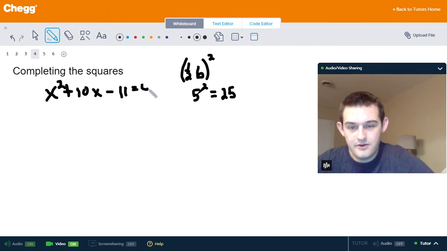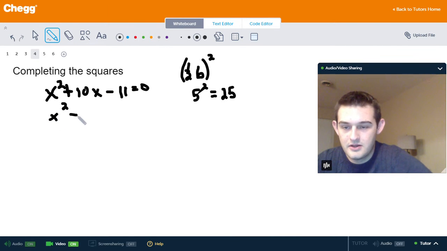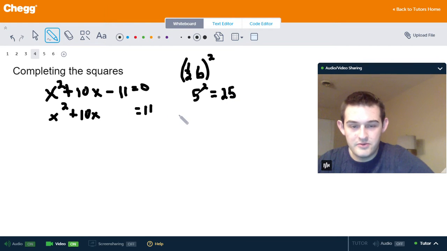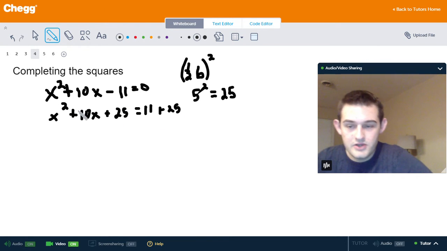This is equal to 0. So the first thing I'm going to do is move this 11 to the other side. So it's going to give me x squared plus 10x is equal to 11. And now I'm going to add 25 to both sides. And I can do this because if I subtract 25 from both sides, it's like adding 0. Okay? So I can actually do this mathematically. So plus 25, plus 25. Right? So if I subtract 25 here, I have to do it from this side too, and that gives me 0 and 0.